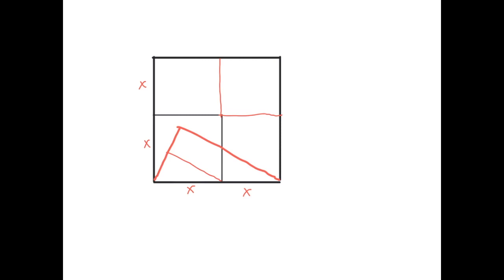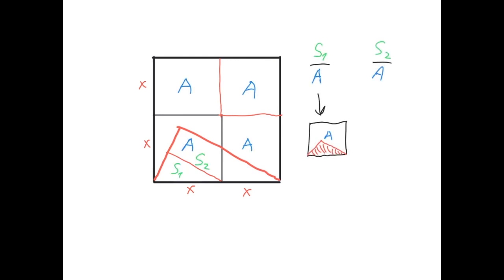And now let's see what happened to the area of the triangle. Let's call the area of the small triangle here S1, and the area of the large triangle, let's call it S2. Let's call the area of one of the small squares A, and then this area is A, this area is A, and this area is A. Now consider the ratio S1, so the ratio between this area and the area of the square that contains it. We can visualize this ratio here. You can see S1 divided by A. This is the red area right here, divided by A, the area of the square.